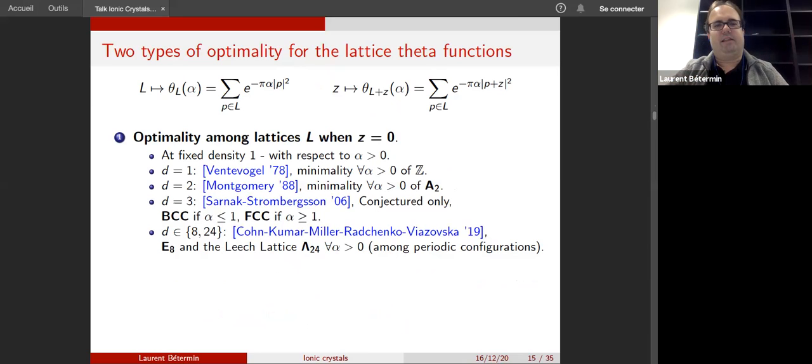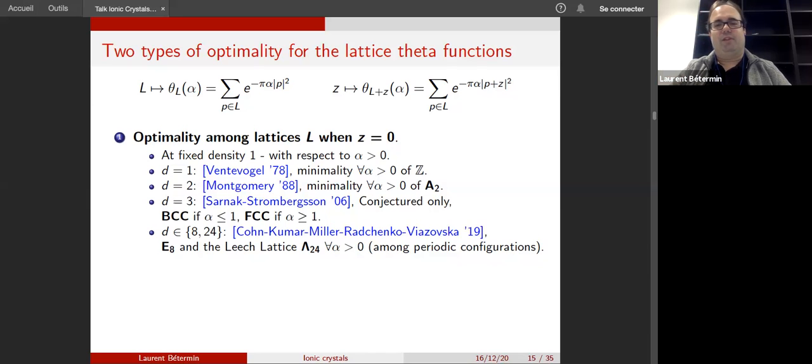In dimension 1, you have an old result by Fente-Vogel that for any value of the parameter alpha, the equidistributed lattice Z is optimal. It's even true among all the periodic configurations. In dimension 2, it was shown by Montgomery that if you fix alpha, the triangular lattice will minimize your theta function. That's a very important result in dimension 2.